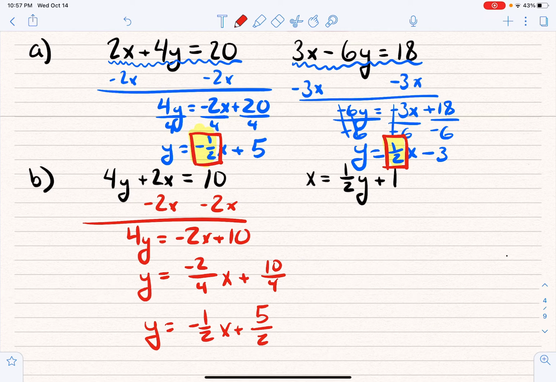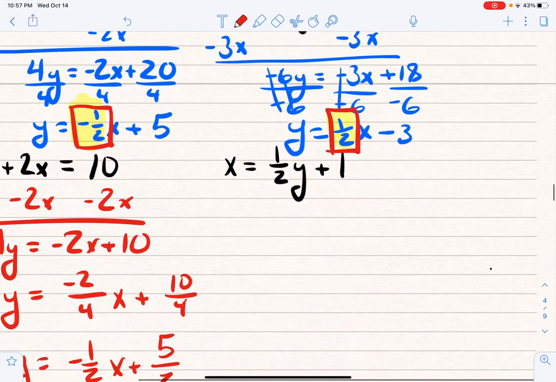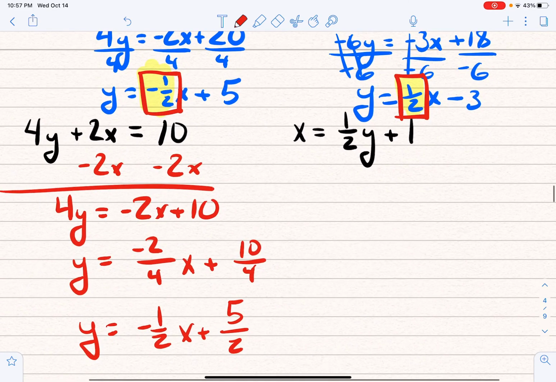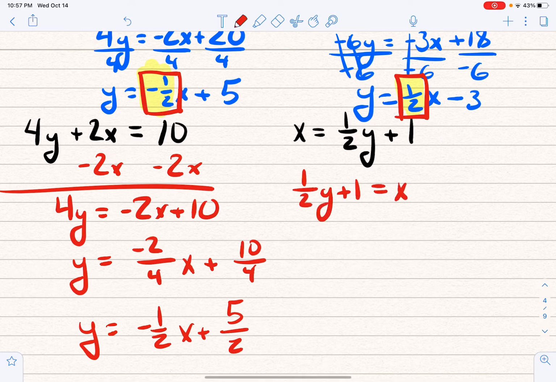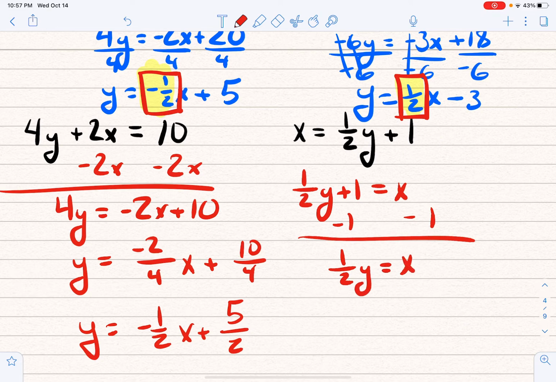The second one, let's see, I'm going to try to get y all by itself. So I'll bump the 1 over to the other side. Let's first start by flip-flopping the whole equation, saying 1/2 y plus 1 equals x. All I did was flip everything around. I can bump that 1 over the other side by subtracting 1. That'll give me 1/2 y is equal to x minus 1.